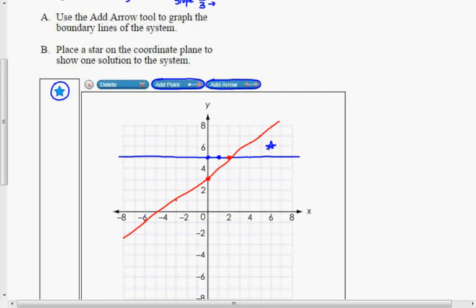Again, I can't emphasize enough, you should go in and practice using that so that you know how to manipulate and get those lines graphed using the technology.